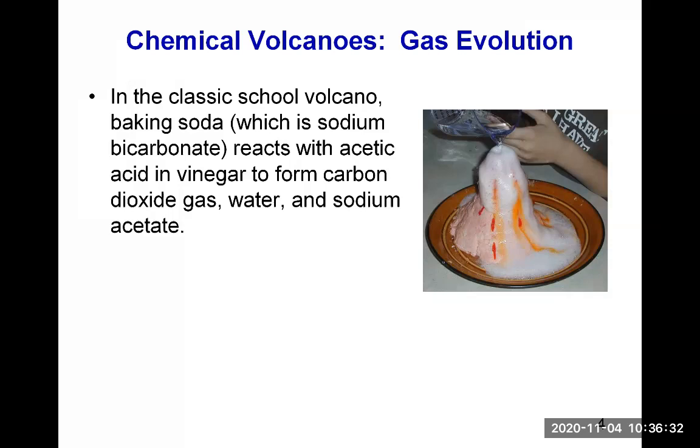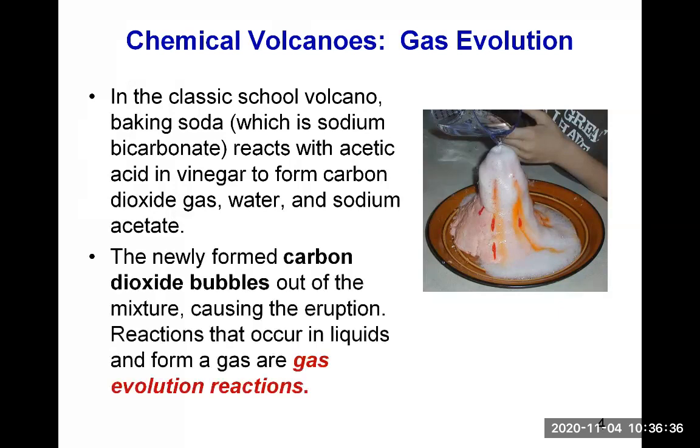Carbon dioxide is normally a gas at room temperature, so that's why it makes bubbles, all that foam. And so that's why you see all that foam. The newly formed carbon dioxide bubbles form out of the mixture, causing the eruption. Reactions that occur in liquids and form a gas are called gas evolution reactions. So this is an example of a gas evolution reaction.